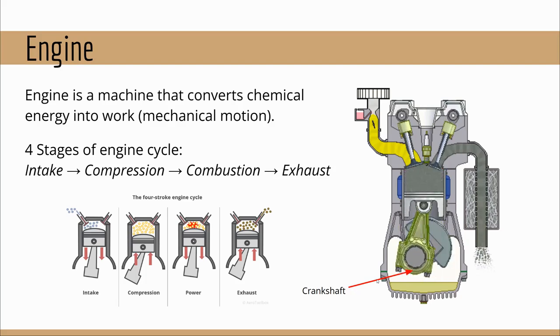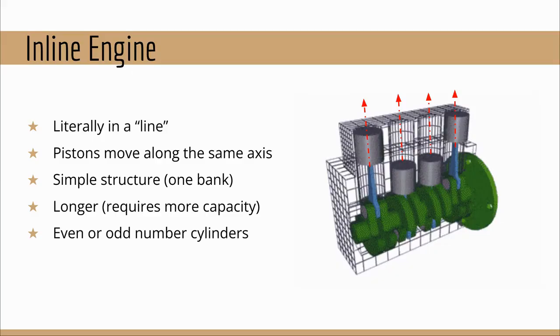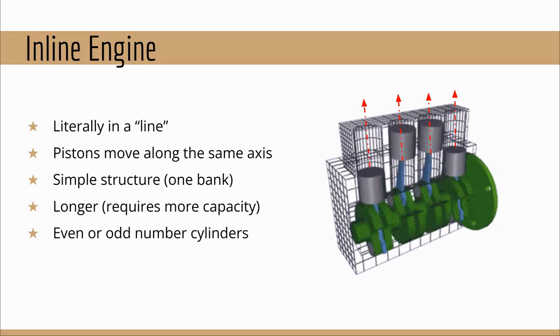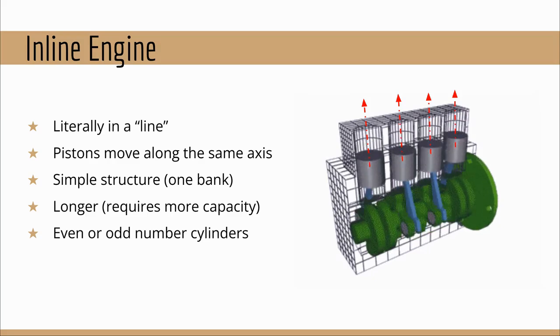Now we have some basic knowledge of the engine. Let's go into the two different types of engine. First, let's talk about inline engines. So the name, why do we call it inline? It is because all the cylinders are arranged along the same line. So literally in the same line.